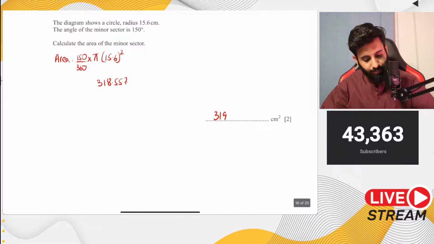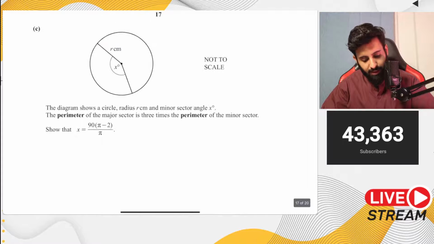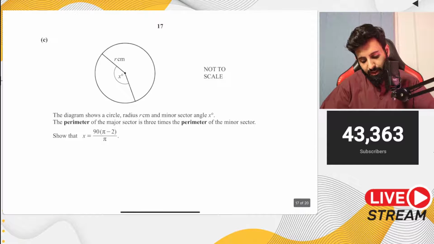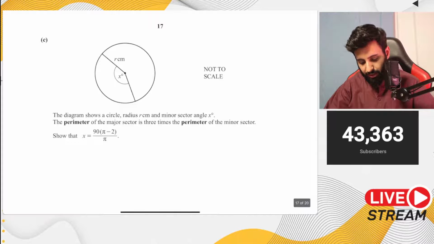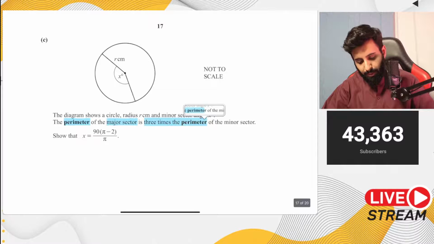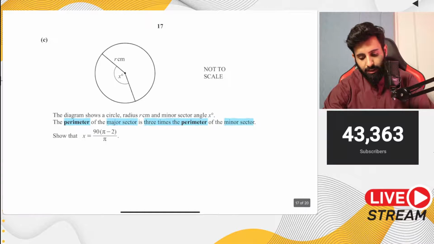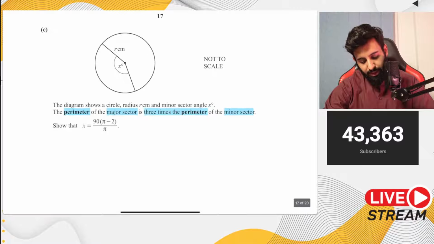Okay, now part C. Part C says the diagram shows radius r and minor sector angle x. The perimeter of the major sector is 3 times the perimeter of the minor sector. Okay, so notice that we're talking about perimeter. Now, let's talk about the perimeter of the major sector.